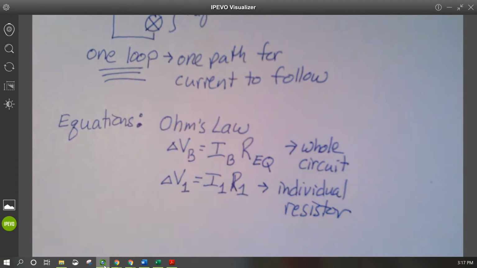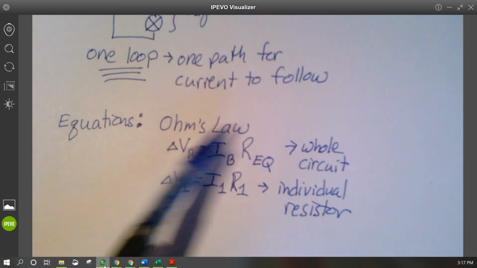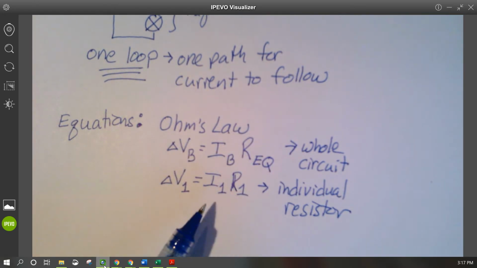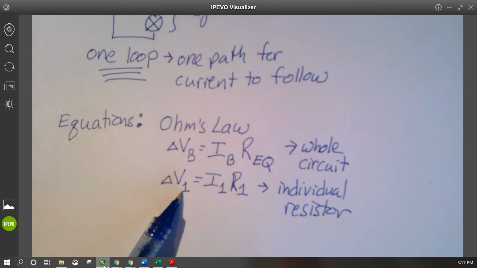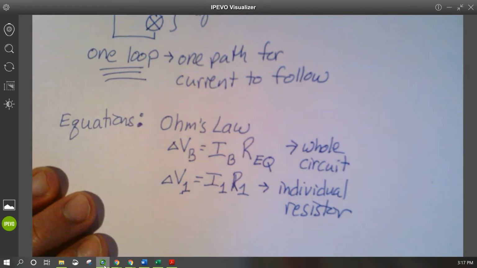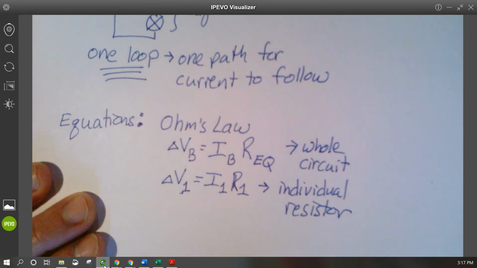Okay, so both equations are Ohm's law. Just one is representing the entire circuit altogether, and the other can be used for individual resistors. And these could be labeled 1, 2, 3, A, B, C, whatever you happen to have the resistors labeled as. Okay, and this is actually going to be the same. These equations work whether we've got a series circuit, a parallel circuit, you have one resistor in a circuit, whatever.